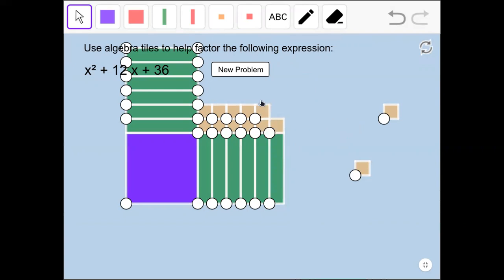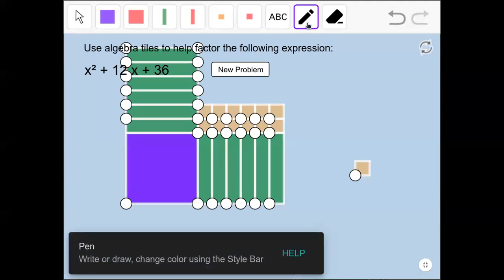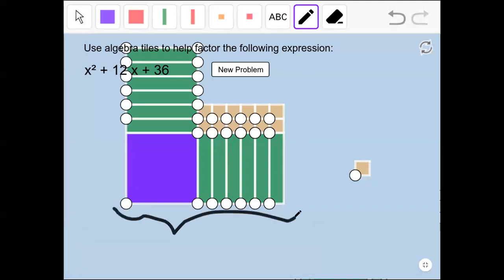Or otherwise, I am just showing it out. 1, 2, 3, 4, 5, 6. So 1, 2, 3, 4, 5, 6. 6 into 6, 36. So x square plus 12x plus 36 is a perfect square. Here for this one, I have x plus 6. For this one also, I have x plus 6.